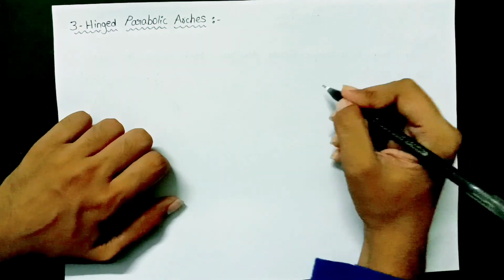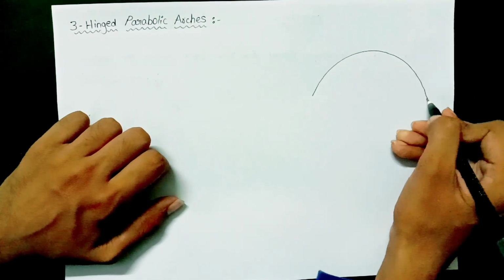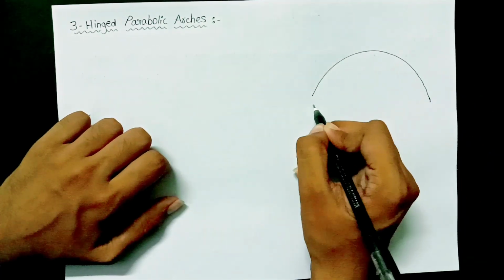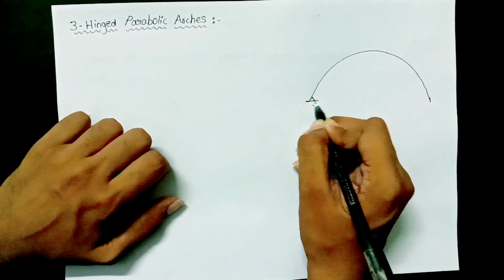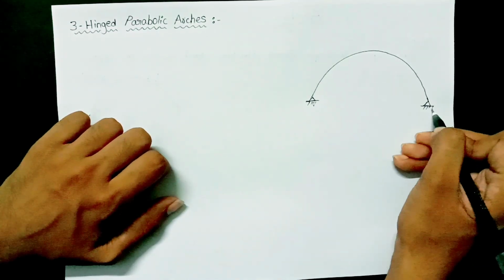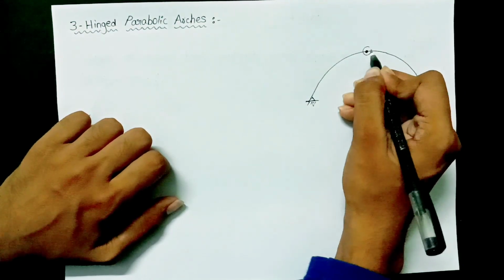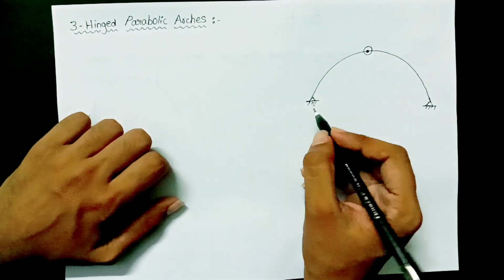In this video I am going to explain the analysis of three hinged arches which are parabolic in shape. The arch is parabolic in shape and consists of three hinges. First of all, I will consider an arch. This is an arch, and you have one hinged support at this end, another hinged support at this end, and another hinged support at the crown.